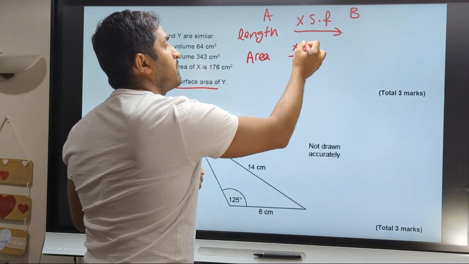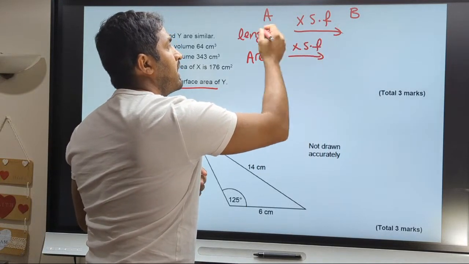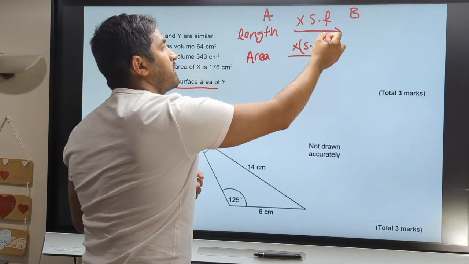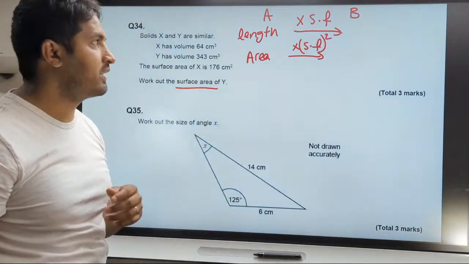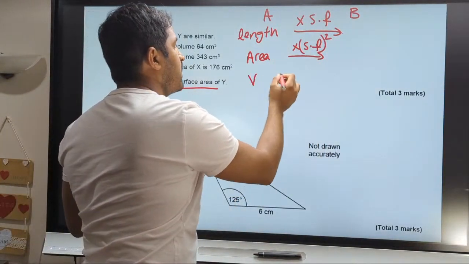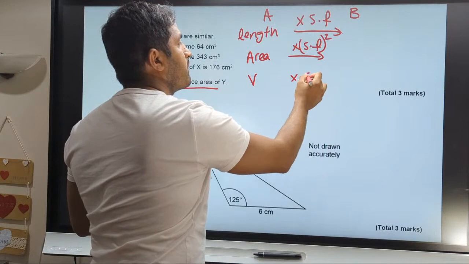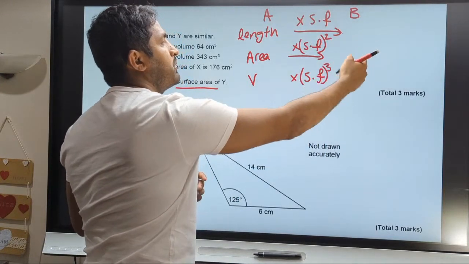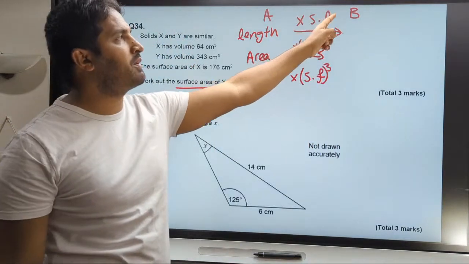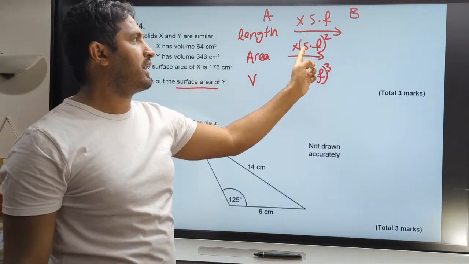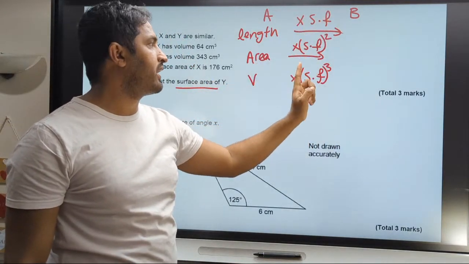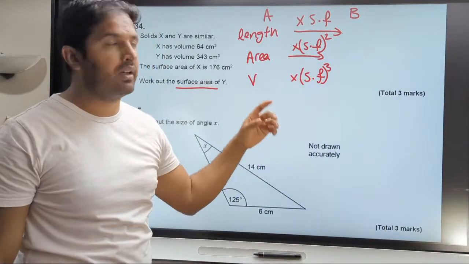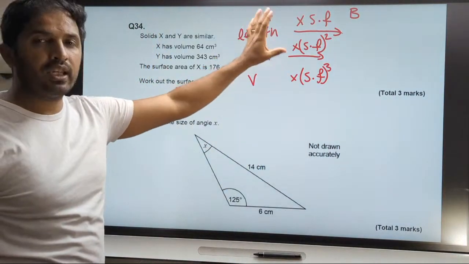But when you're looking at the area, whatever the length scale factor is, we need to be multiplying by the square of the scale factor. And if you're considering the volume, you're going to be multiplying by the scale factor cubed to get the volume of B. So if one length was 2 times bigger, then the area would be 4 times bigger and the volume would be 8 times bigger. So that's what we need to keep in mind.